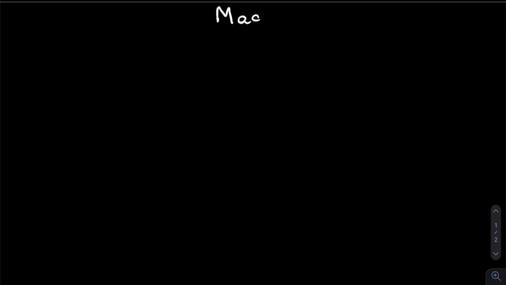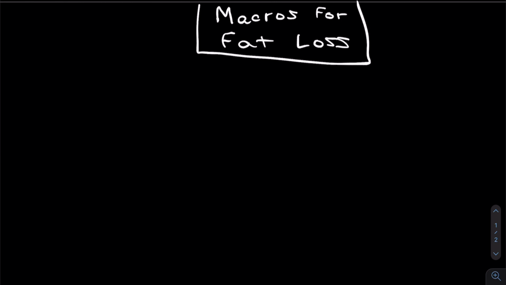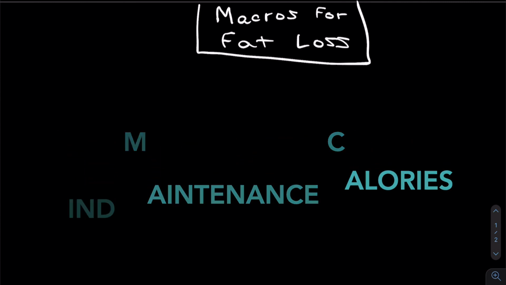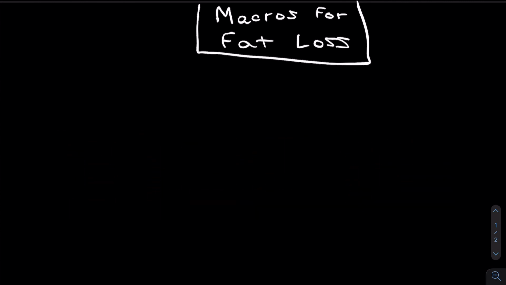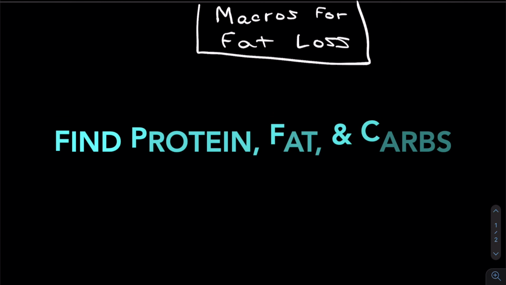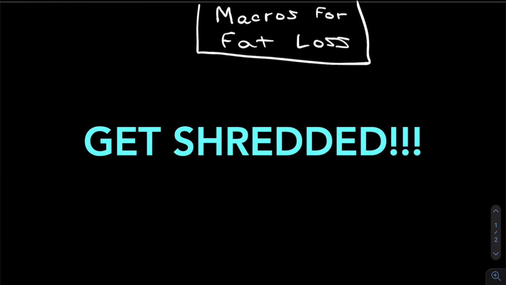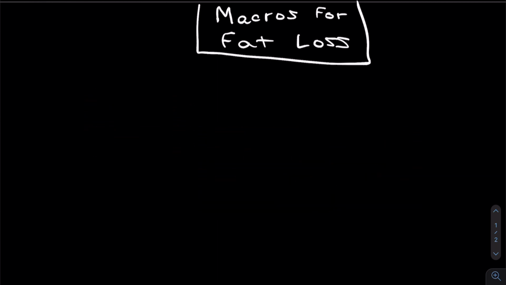So macros for fat loss. So basically, the way that we're going to be doing this is in 3 very simple steps. Number 1, find your maintenance calories, which is the calories that are needed to maintain your current weight. Number 2, be able to find your protein, fat, and carbs. And lastly, number 3, get shredded. It's going to be simple like that.